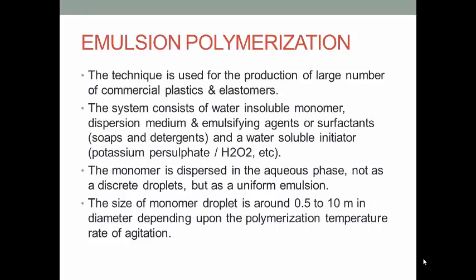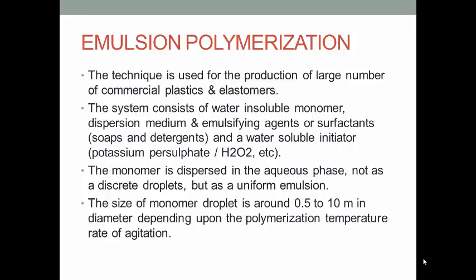And this is the fourth and last type, the emulsion polymerization technique. This technique is used for the production of a large number of commercial plastics and elastomers. The system consists of water insoluble monomers. The monomer is dispersed in an aqueous phase, not as large droplets, but in a uniform emulsion. The size of the monomer droplet will be around 0.5 to 10 micrometers in diameter, depending upon the polymerization temperature and rate of agitation. The emulsifier is dissolved in water, and water insoluble or poorly water soluble monomers are added to it. It is a method of performing polymerization by using a water soluble initiator.